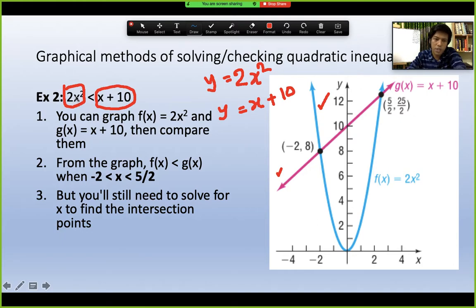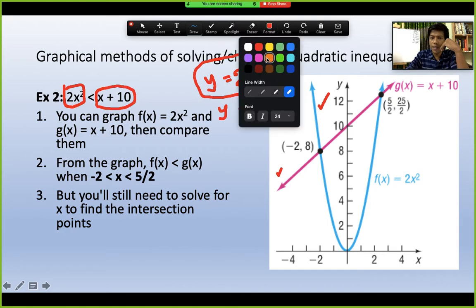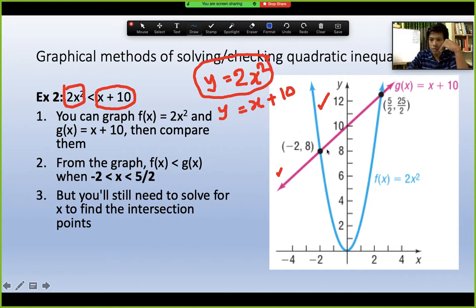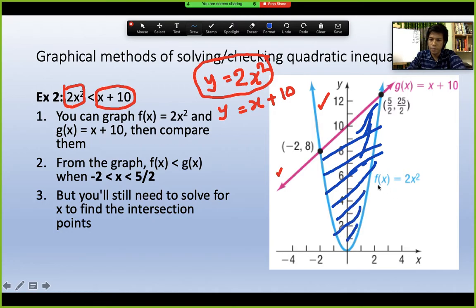Now the question is, where is 2x squared less than x plus 10? We are now thinking of it separately. In other words, where is this function, that means our parabola, smaller than this line? And you will notice that our parabola is smaller in this part. The parabola is down in this part of the graph. So the parabola is smaller.